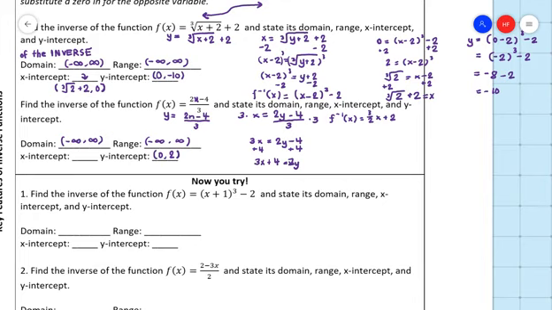And then the x-intercept we find by setting it equal to 0. So 0 equals 3 over 2 x plus 2. Subtract 2. Negative 2 equals 3 over 2 x. We'll multiply by the reciprocal. And so negative 2 times 2 thirds, negative 4 thirds equals x. So then my x-intercept is negative 4 thirds, 0.